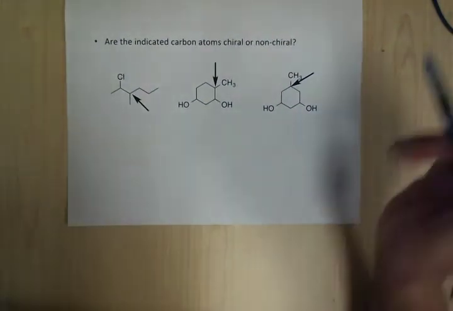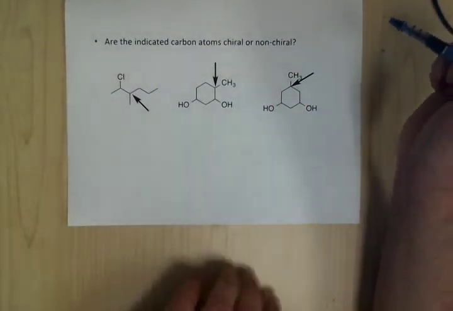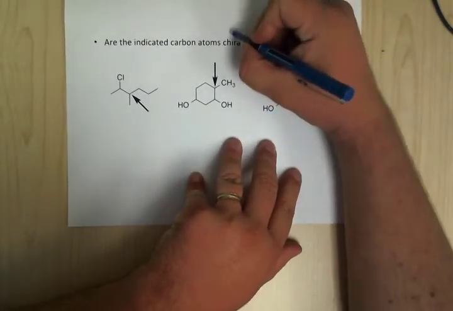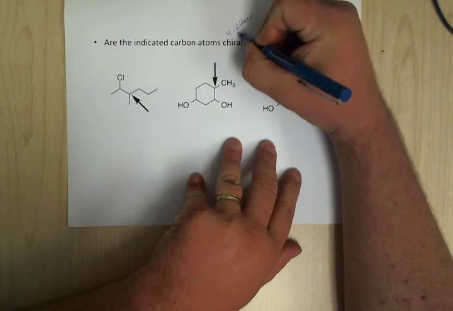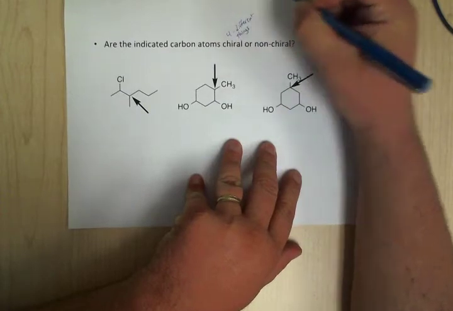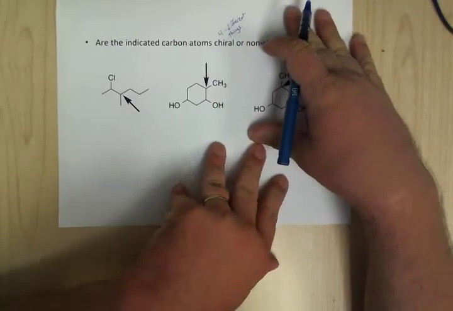Okay, are the indicated carbon atoms chiral or non-chiral? To be chiral, you need four different things, or distinct things, as another way you can put it.